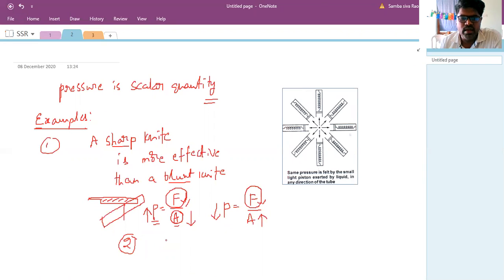Whereas a camel moves as usual, without any big difference, on the sand. So why does a camel move as usual compared to human beings? That is also related to pressure only. So pressure P is equal to F by A, again, compared to the human foot.